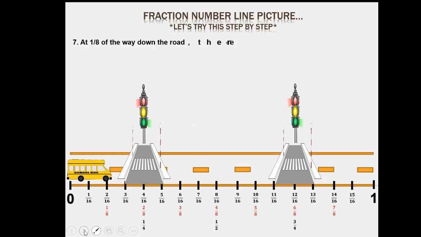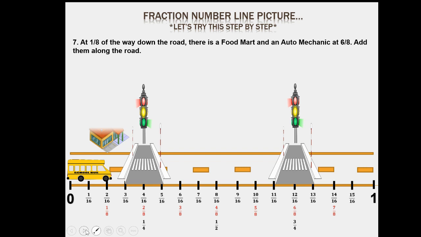So 7, at 1/8 of the way down the street, there's a food mart, and then there's an auto mechanic at 6/8 of the way down the street. Add them along the road. So as you can see, 1/8 is equivalent to 2/16. You see it right here. And then you have 6/8 is equivalent to 3/4 and equivalent to 12/16. So there we have our food mart, or our grocery store, if you will.